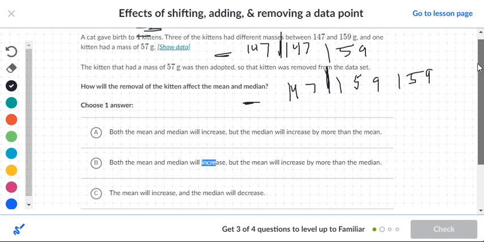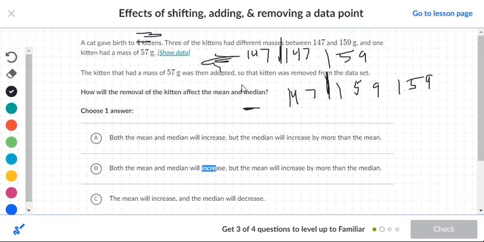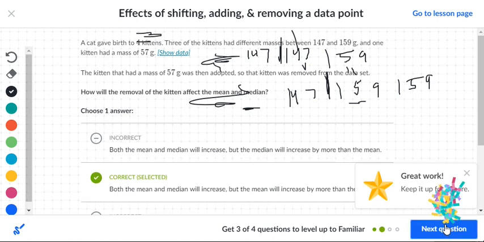Because technically, with this 57 gone, we are going to shift over to the middle. So we are going to shift to the middle number here. But for our average, we would add these up and divide by 2. So we are going to find that the mean should increase. So both the mean and the median will increase, but the median will increase by less, and here the mean is increasing by more.